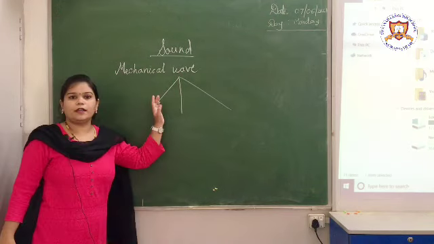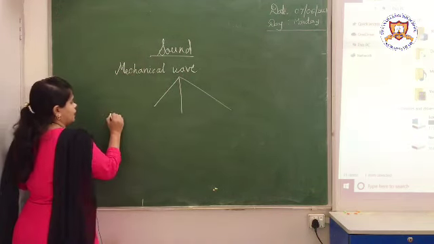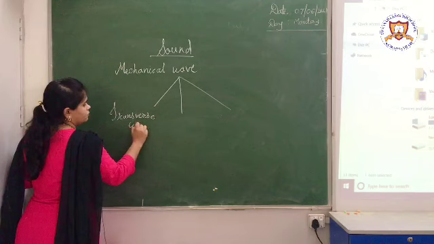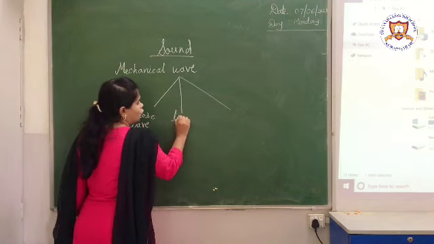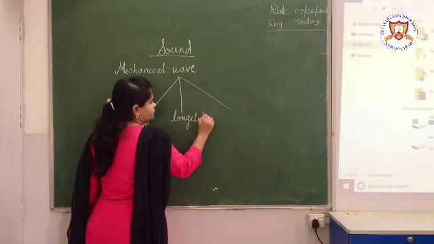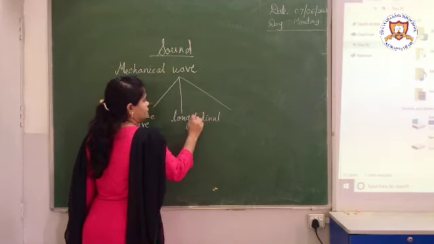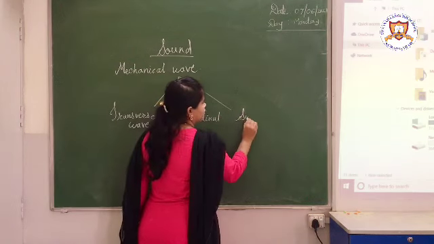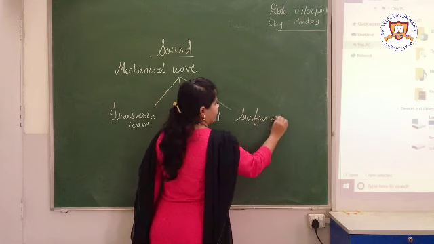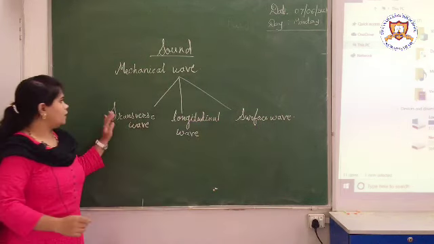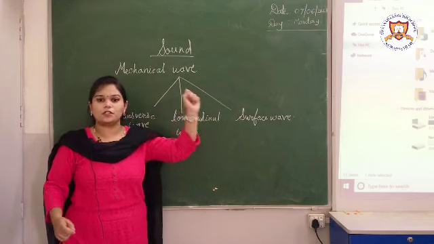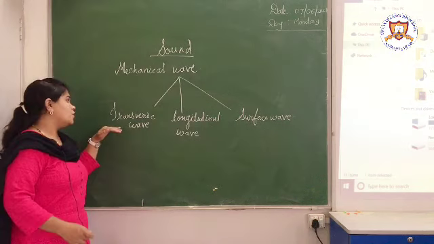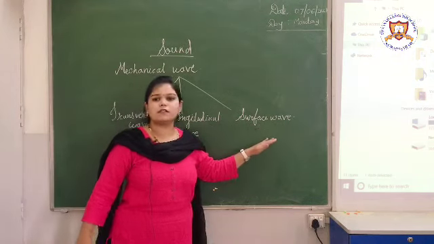Mechanical waves are again divided into three types. The first type is the transverse wave. The second type is the longitudinal wave. And the third type is the surface wave. Now see, the mechanical wave is nothing but a disturbance in the matter. It is classified into three types: transverse wave, longitudinal wave and surface wave.